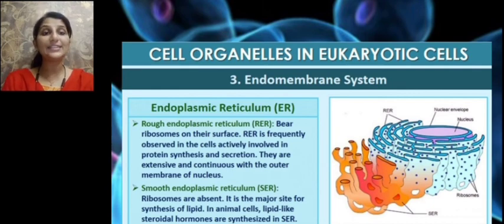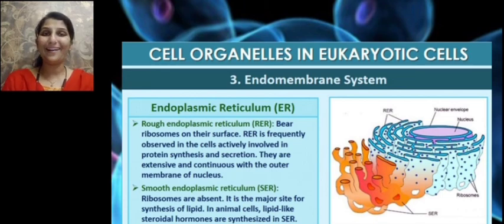Those cells which are actively involved in protein synthesis or translation have this rough endoplasmic reticulum. They are extensive and continuous with the outer membrane of the nucleus. We know this is the membranous part of the nucleus. The nuclear membrane is divided into outer and inner. The outer membrane is facing towards the cytoplasm. So the rough endoplasmic reticulum is extensive and continuous with the outer membrane of the nucleus.